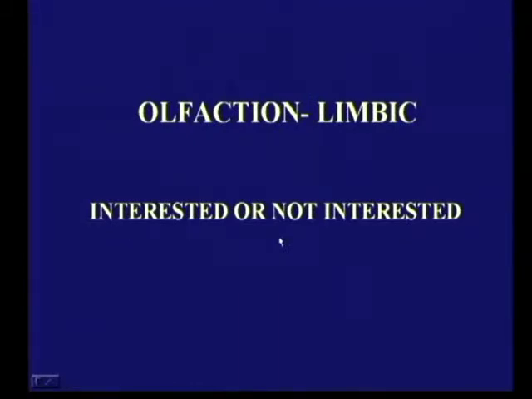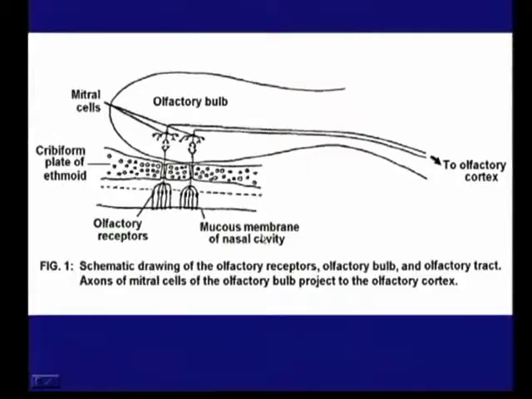The next section we had was olfaction and limbic, and most of you should understand what interested or not interested means when we start talking about the limbic system. If you don't know what that is, we'll just leave it at that. But this is a really important system for behavior, viscera, emotional things like that. But first of all, we've got to talk a little bit about the olfactory system.